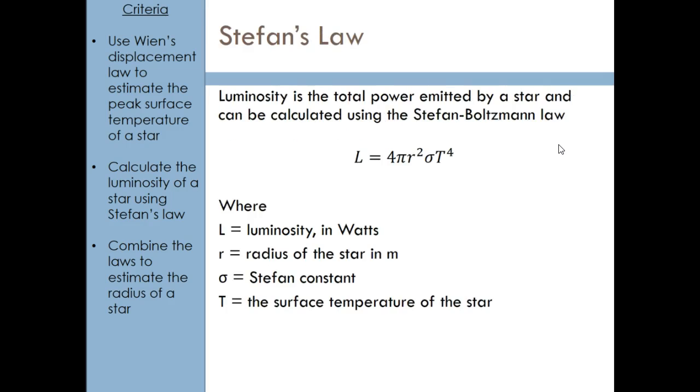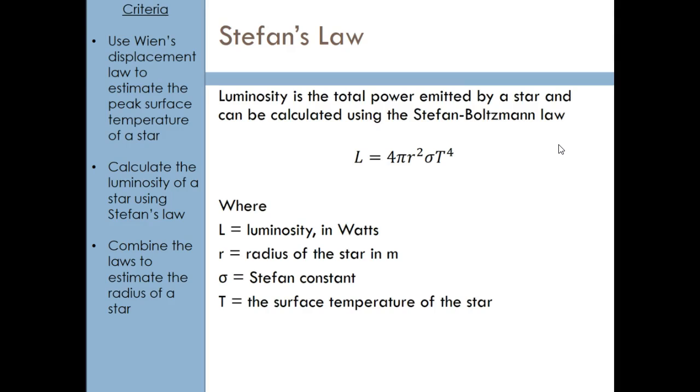Second law we need to look at is Stefan's Law. And Stefan's Law talks about luminosity. Luminosity is the total power emitted by a star, and we calculate it using the Stefan-Boltzmann law, or just Stefan's Law. And that is given by L equals 4 pi r squared sigma T to the power of 4. So that is luminosity equals 4 pi times the radius of the star squared times the Stefan constant times the temperature of the star to the power of 4. So it's just sort of a plug-in thing.